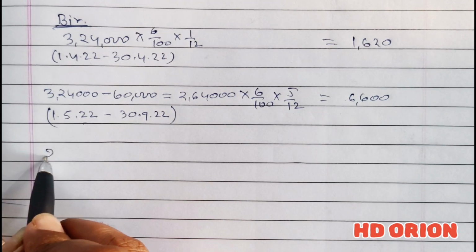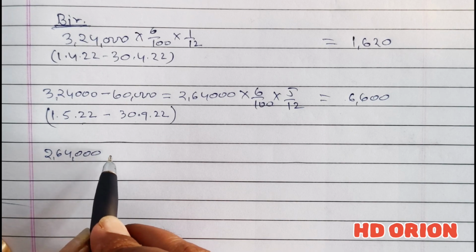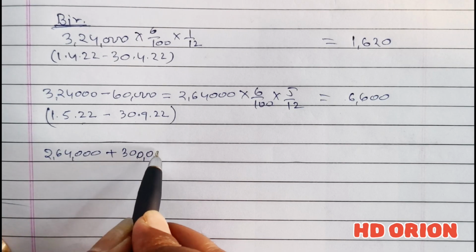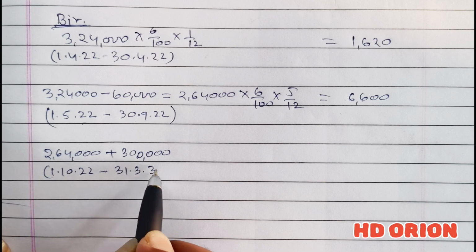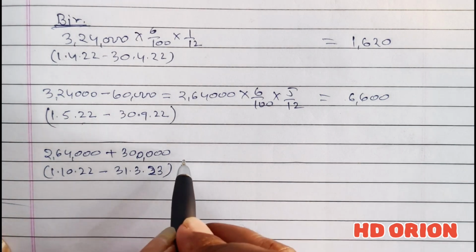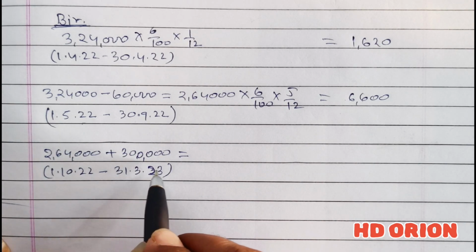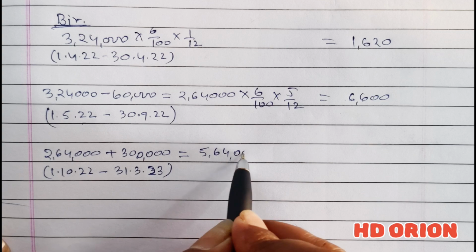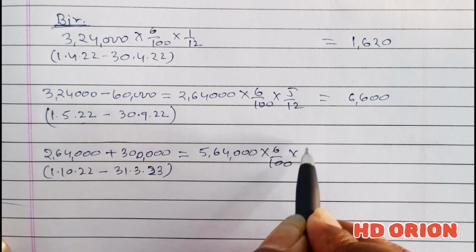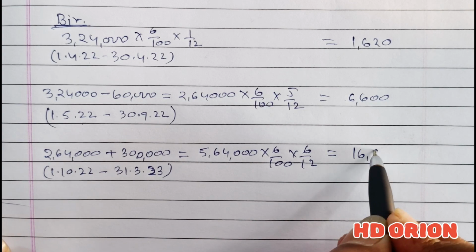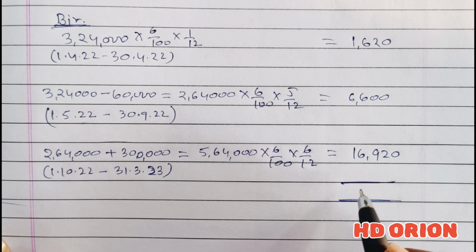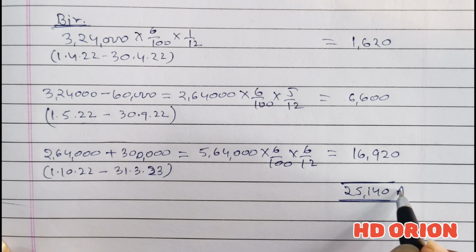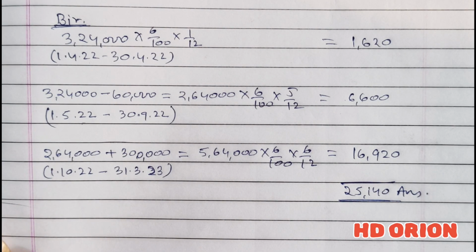Then on this 2,64,000 rupees, there was an additional capital made of ₹3,00,000. On which date? On 1/10/2022. And it remained in the business till the end of the accounting year, that is 31st March 2023. So in this last 6 months, the capital was ₹5,64,000. On this, at the rate of 6% per annum for 6 months, and the amount is ₹16,920. When you add this, Beer's interest on capital is ₹25,140 when the capital accounts are maintained in fluctuating method. So this way we have to calculate interest on capitals.